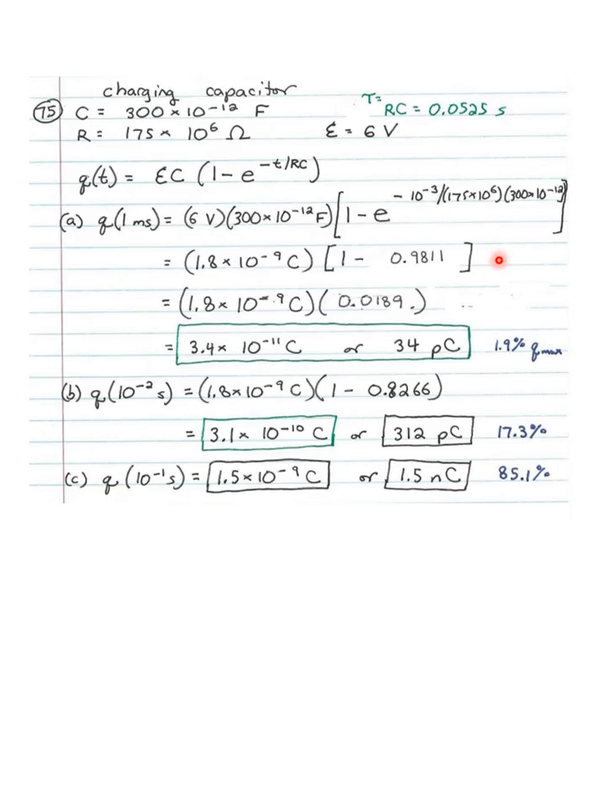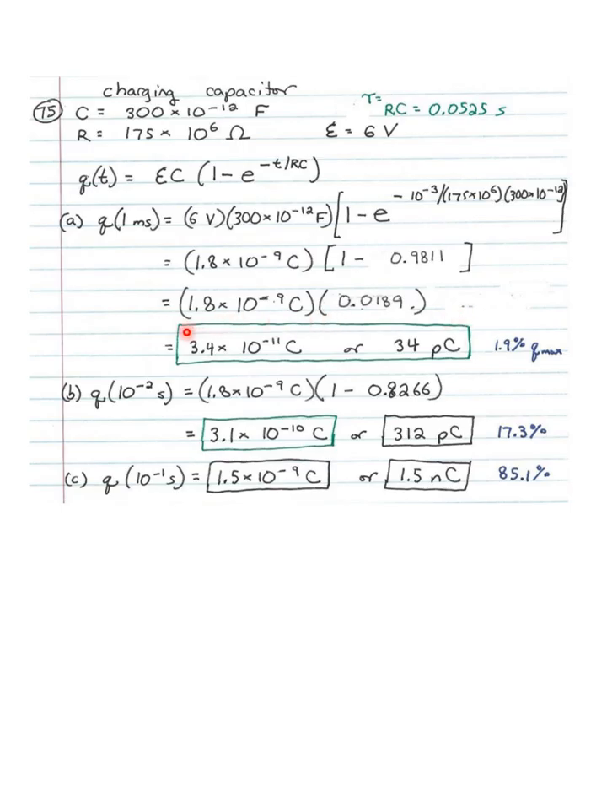I've left that in brackets just so we can see what percentage of the total charge we're looking at. You can see that bit in brackets becomes 0.0189, meaning it is less than 2% charged. Not that much time has gone by, so it's got less than 2% of its maximum charge. And so that's going to be 34 picocoulombs.